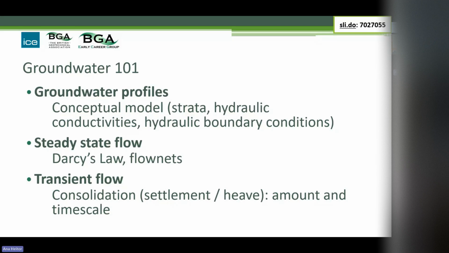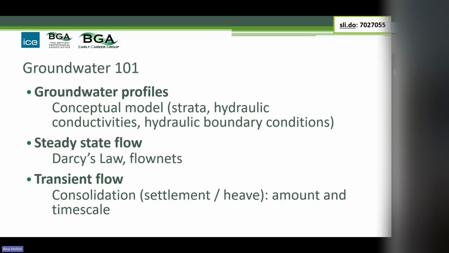And then the second thing is transient flow. That's consolidation or heave in response to a change in total stress, and that's particularly relevant when we're looking at clay soils. In principle it will happen with any soil, but sands are very stiff and very permeable, so there isn't much of it and it happens really quickly, so we tend not to bother about it.